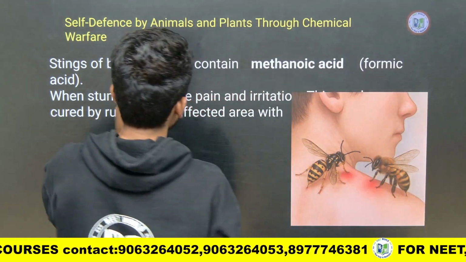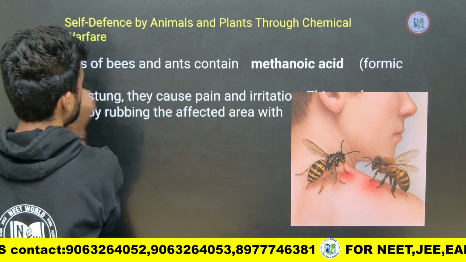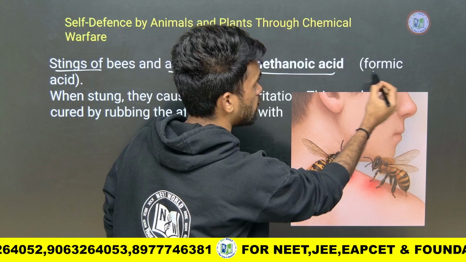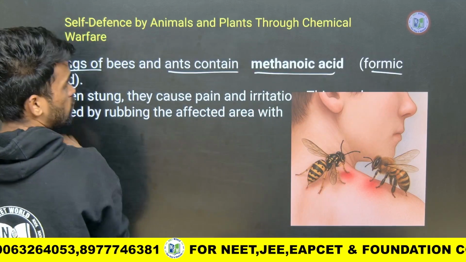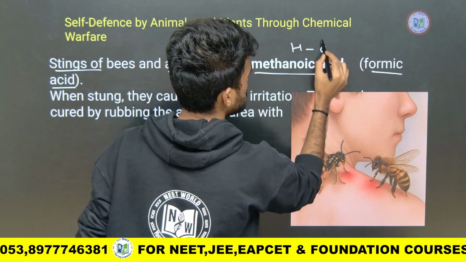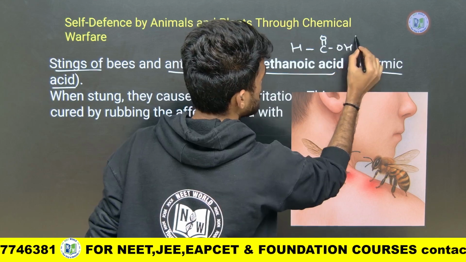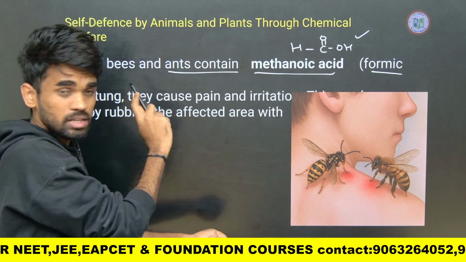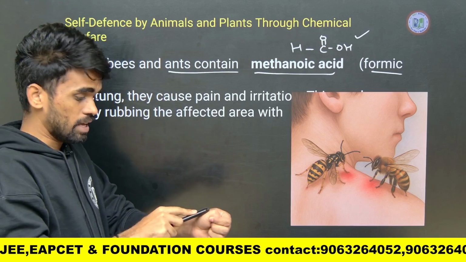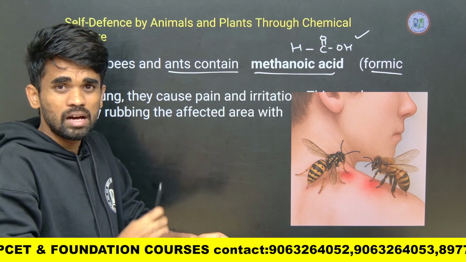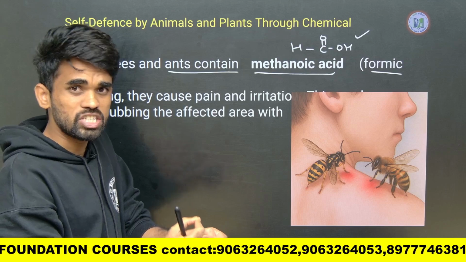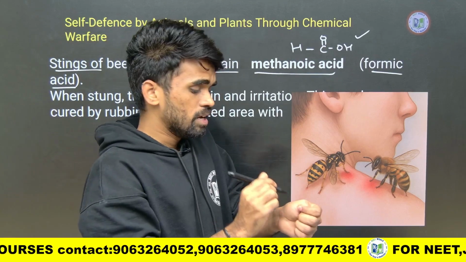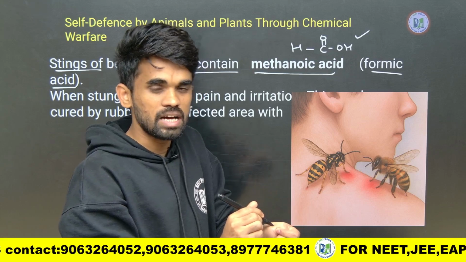And next, stings of bees and also ants contain methanoic acid. In short form we can also call it formic acid. What is the structure? HCOOH. So this is an acid. Whenever an ant or bee stings or bites you, you feel a sensation, and this is because of this formic acid, since formic acid is acidic in nature.